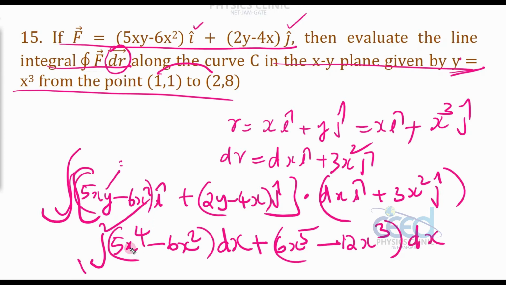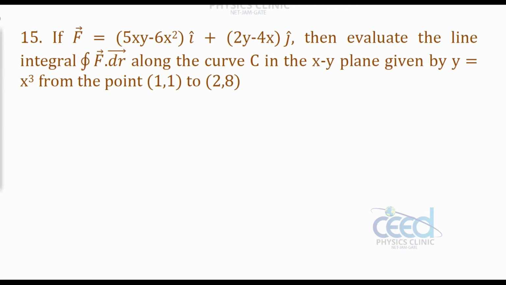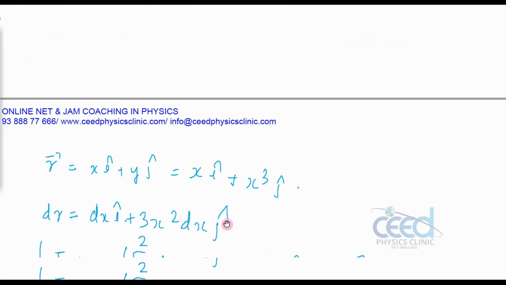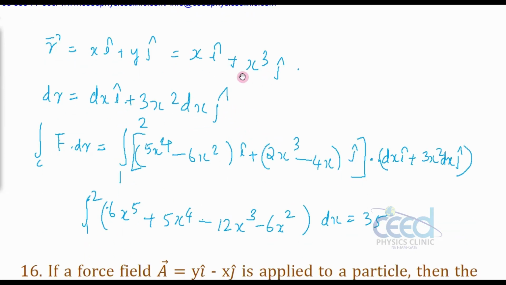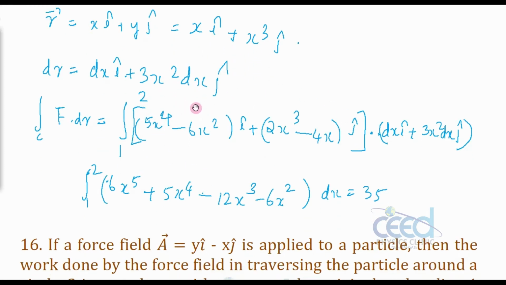Let us check the answer. So this is the way to do it. Here it is given r is x i cap plus y j cap, equal to x i cap plus x cube j cap, since y is equal to x cube, and dr is equal to dx plus, when you differentiate, 3x square dx. The force field is given here and substituted here, and then the whole y is replaced with x cube.